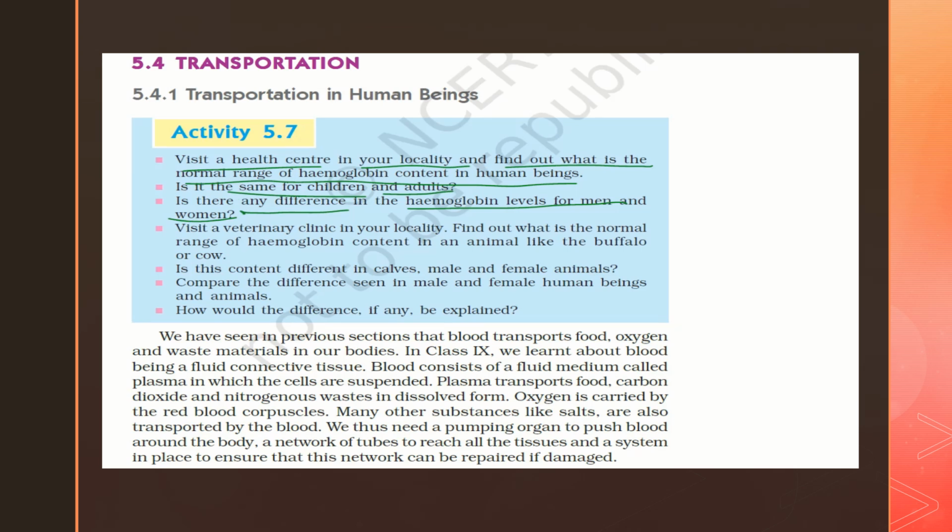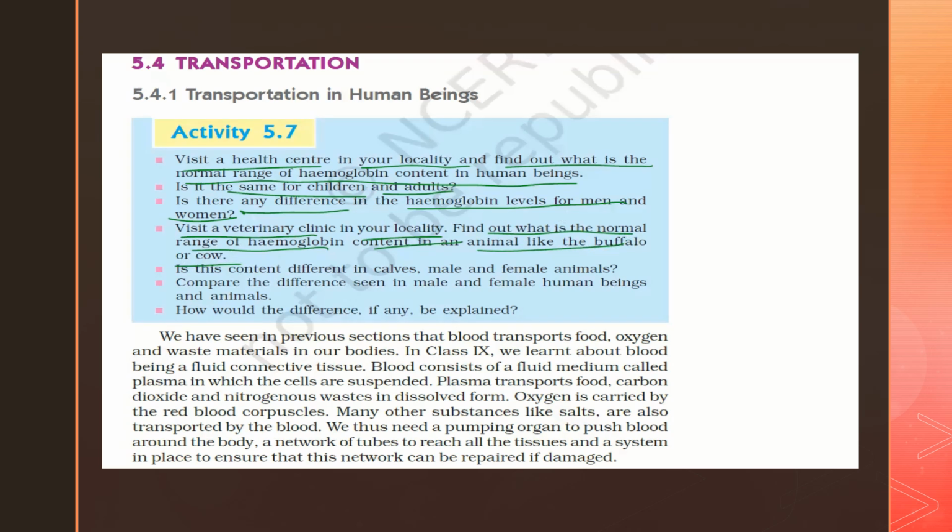In men, obviously, the hemoglobin level is always higher than that of women. These are the activities you should go and ask a doctor, or you can ask in the health center also. Now visit a veterinary clinic in your locality and find out the normal range of hemoglobin content in an animal like a buffalo or cow.